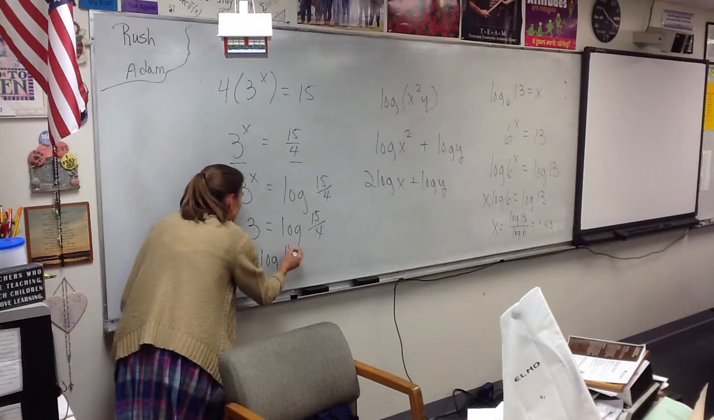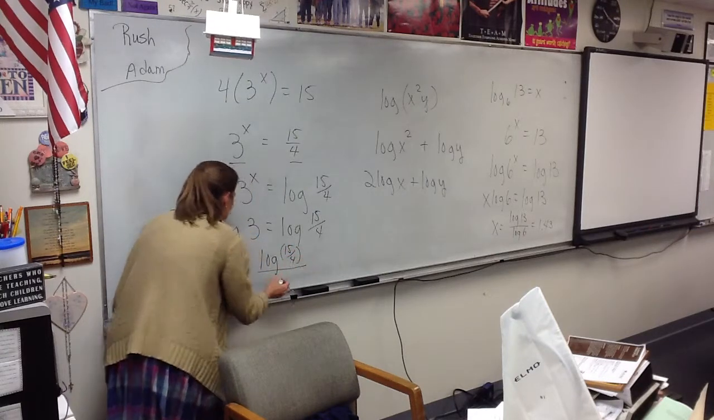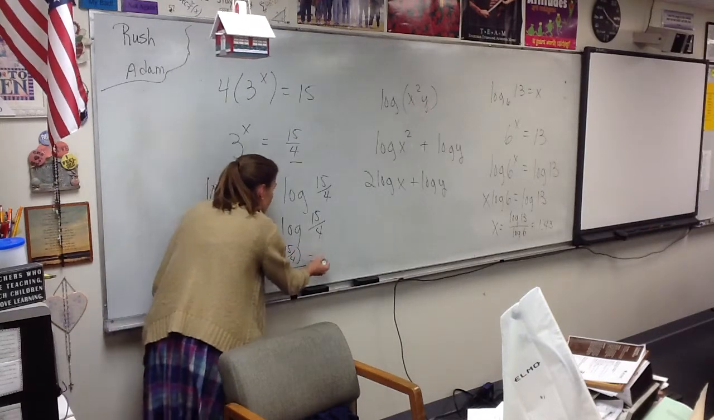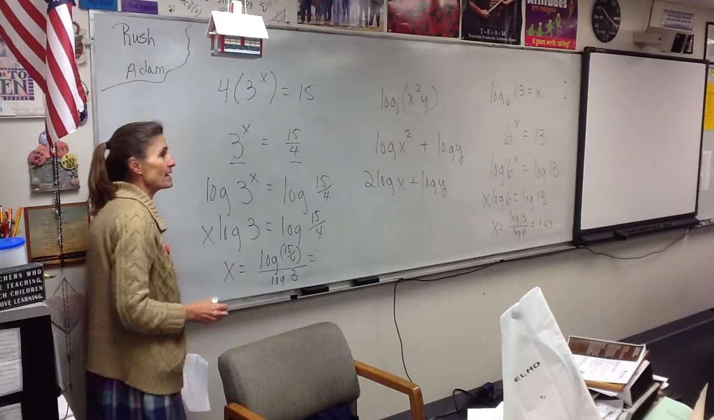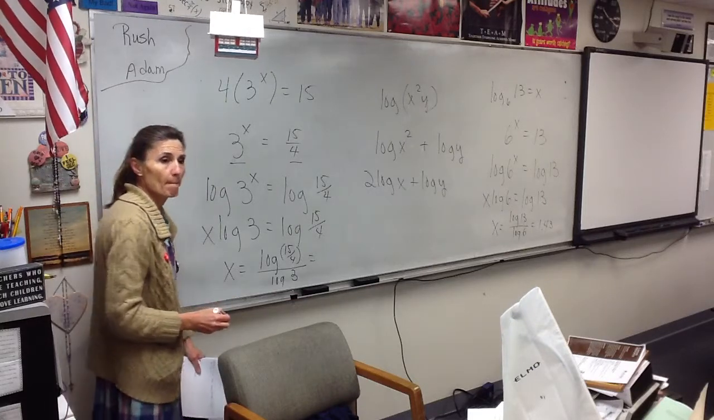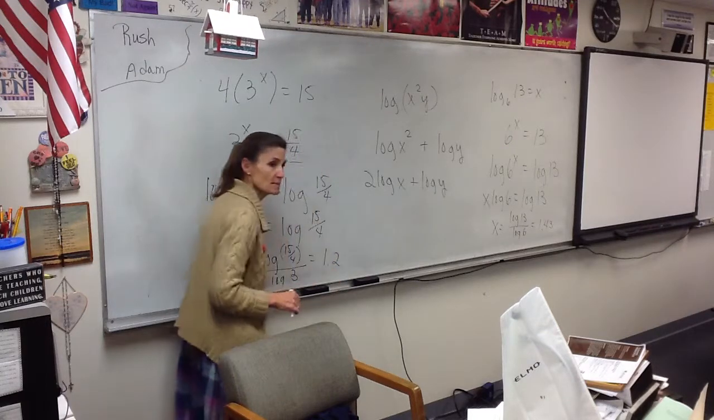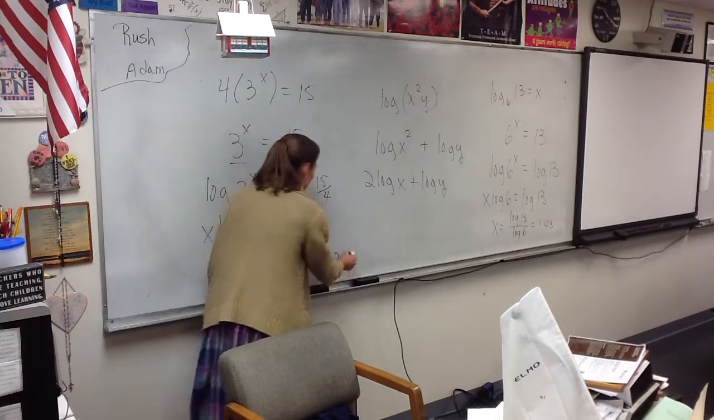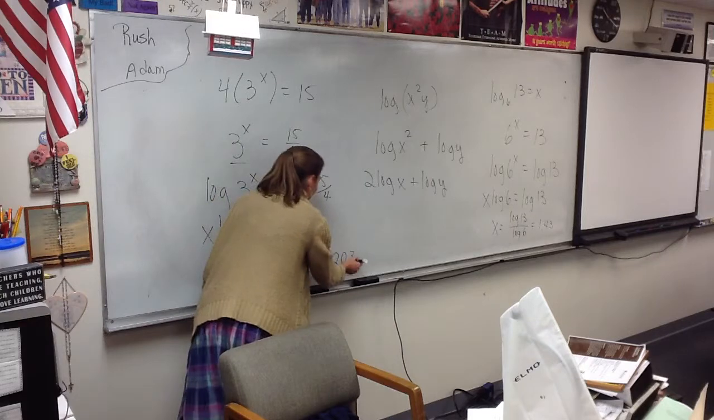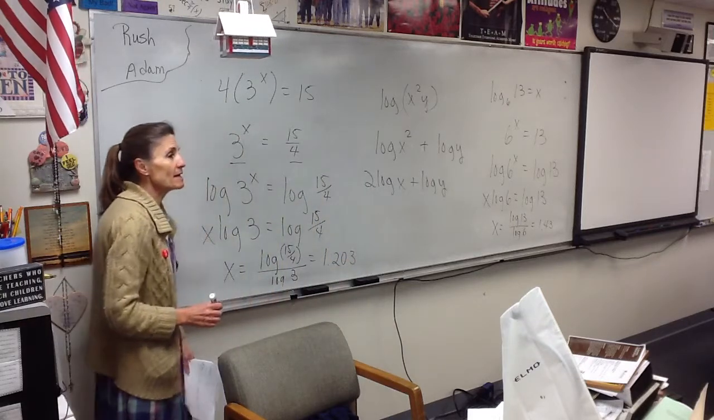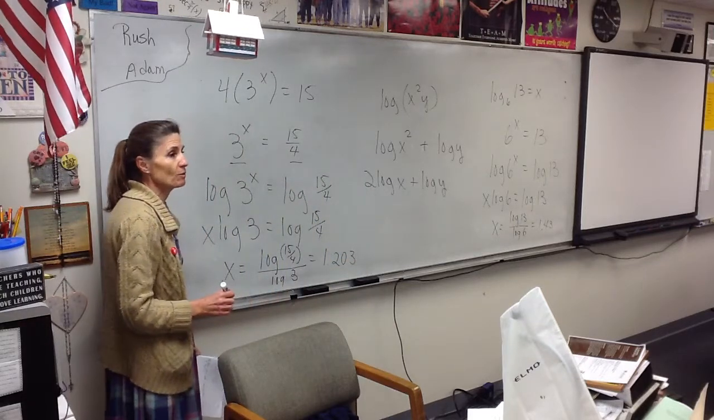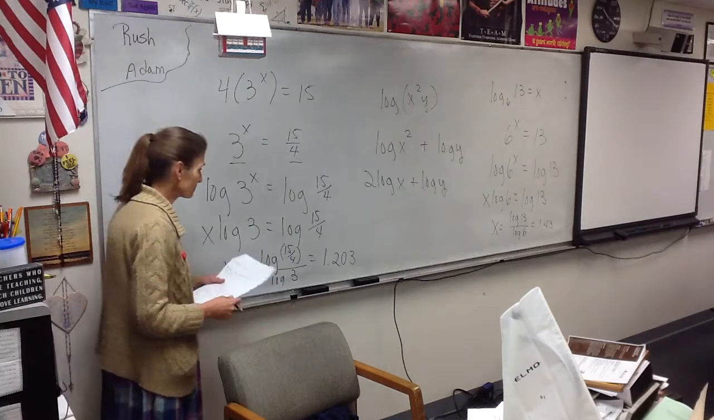X equals the log of 15/4 divided by the log of 3. Who's typed that in? What'd you get? 1.2. And usually we want more decimal places. 1.203. Okay, anybody confirm 1.203 for that one?